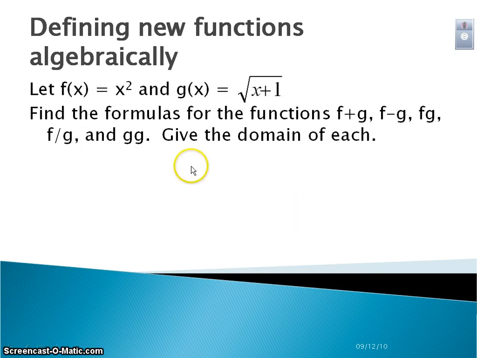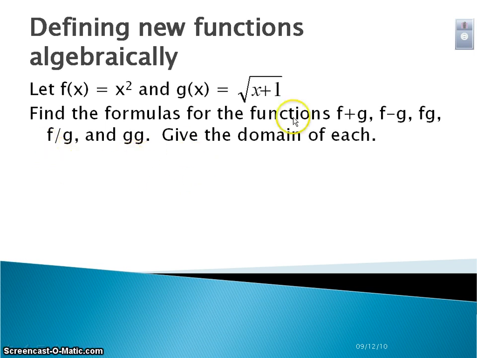Defining new functions algebraically. Let f of x equal x squared and g of x equal the square root of x plus 1. Find the formulas for the functions f plus g, f minus g, f times g, f divided by g, and g times g. Give the domain of each.